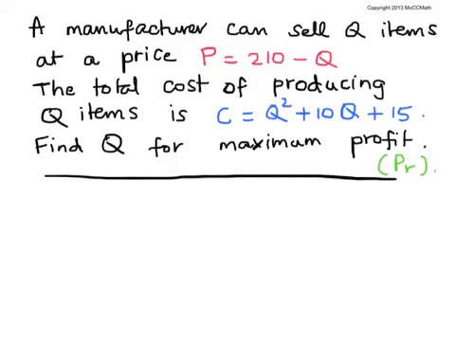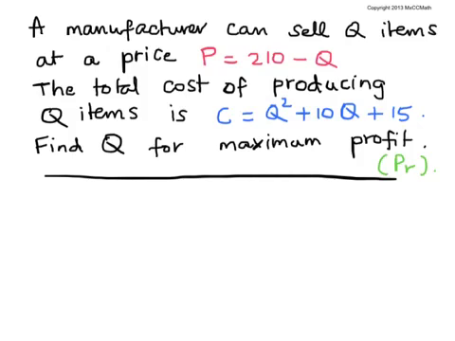Hi, let us do this word problem that involves maxima and minima, and we'll use differentiation in order to do this. I'll go ahead and read this once. A manufacturer can sell Q items at a price P, which is given by the rule 210 minus Q. The total cost of producing Q items is given by the rule Q square plus 10Q plus 15. Now find Q, that is the number of items sold, which will give maximum profit.